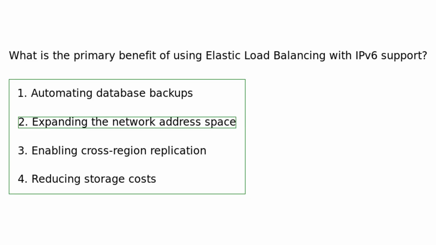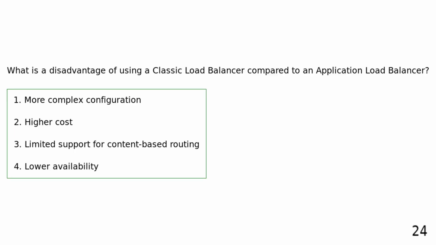Leveraging elastic load balancing with IPv6 support allows expanding the network address space and accommodating the growing number of internet-connected devices using IPv6. What is a disadvantage of using a classic load balancer compared to an application load balancer?